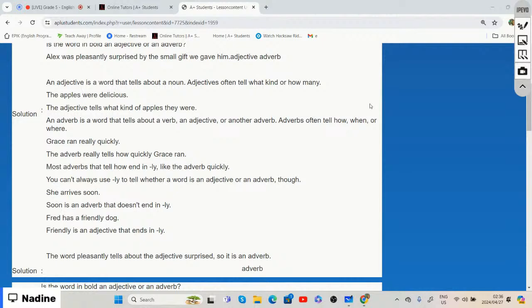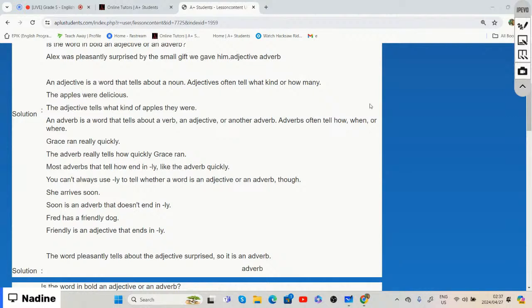So an adjective is a word that tells us about a noun, and it tells us what kind and how many, whereas an adverb tells us more about the verb, an adjective, or another adverb. And adverbs tell us how, when and where. Most times, when an adverb tells us how, it ends in ly, right?